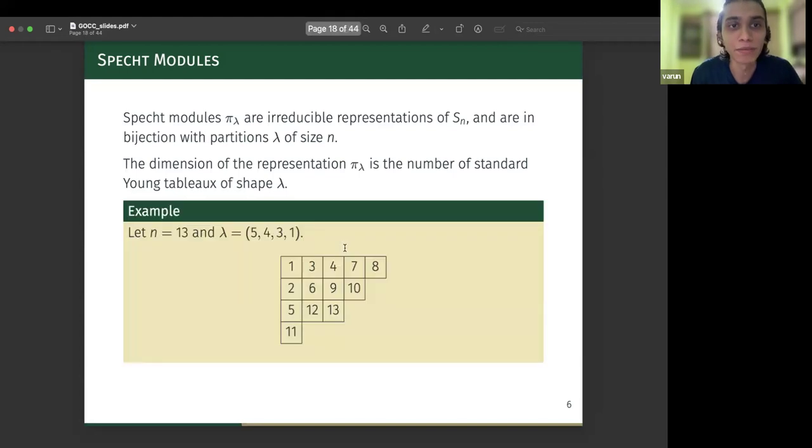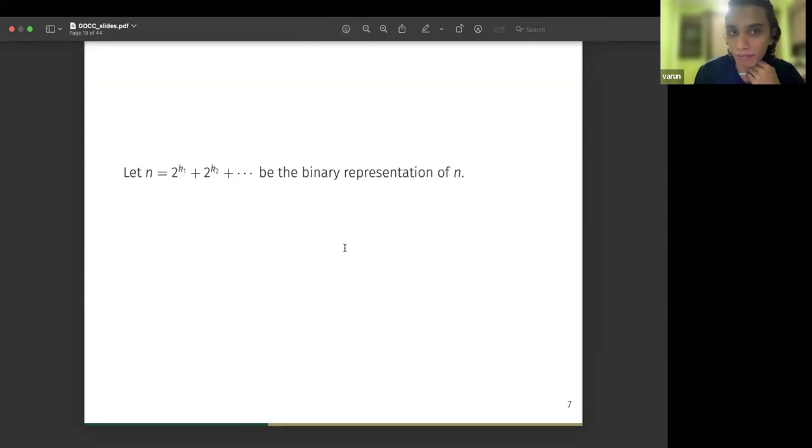So yeah, as I mentioned before, the dimension of the representation is the number of standard Young tableaux. So now we can again ask if the dimension of pi lambda is even or odd, and can that be easily deduced just by looking at the partition? So there's an old result towards this, which is that if n is 2 to the k1 plus 2 to the k2 and so on, so that's a binary representation. Whenever I write it like this, it'll be understood that k1 is greater than k2, which is greater than k3 and so on.